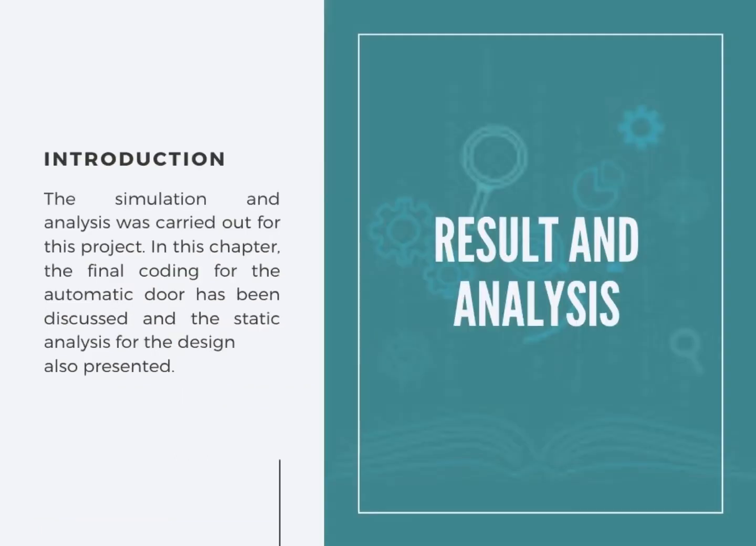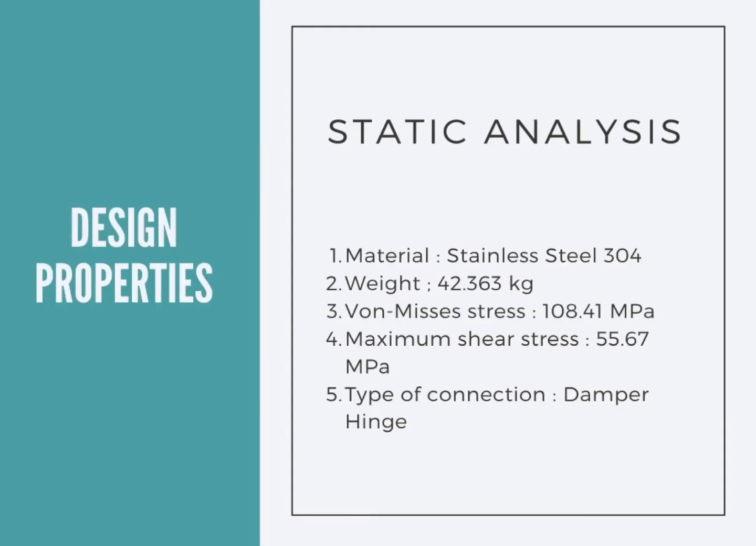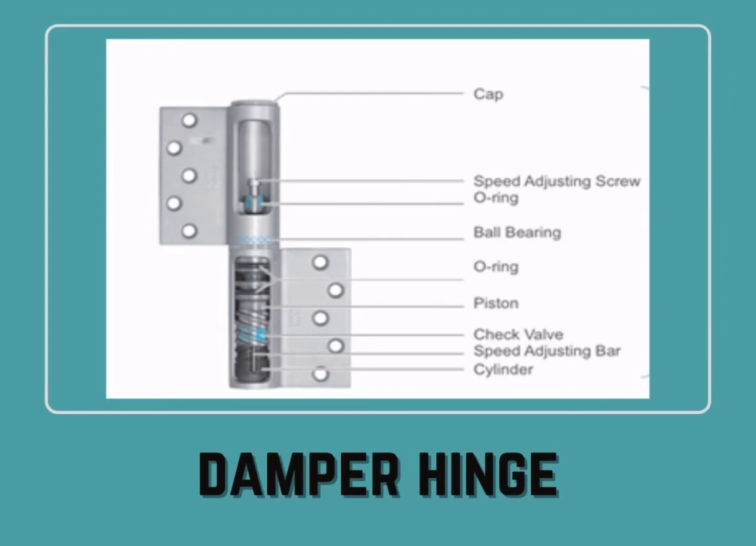Now we go to the result and analysis. I am using static analysis using ANSYS software. The material is stainless steel 304. The weight that I get from this analysis is 42.363 kg and the von Mises stress is 108.41 MPa. The maximum shear stress is 55.67 MPa. For the type of connection, I am choosing a hinge, in the type of damper hinge. This is an example of a damper hinge.